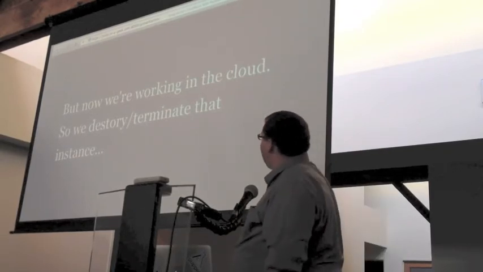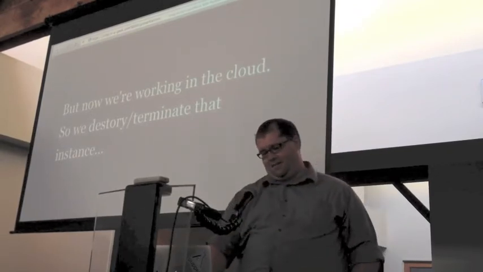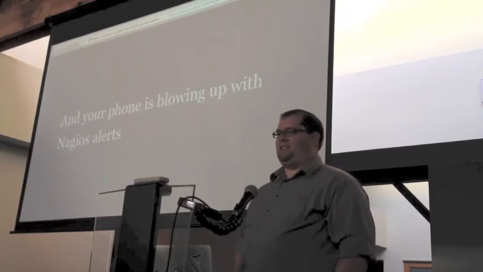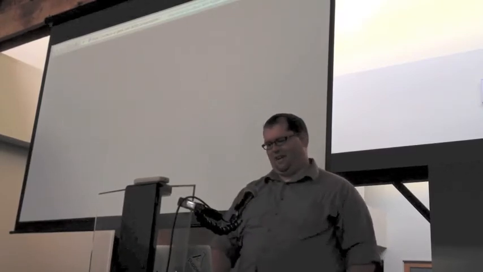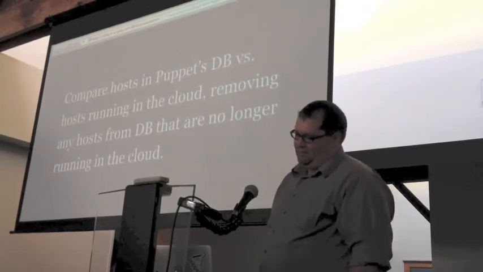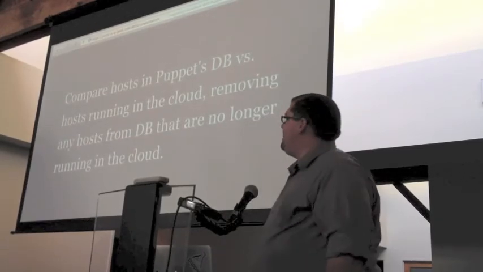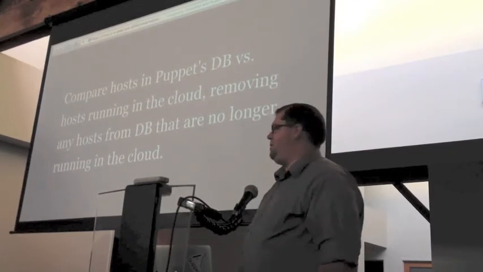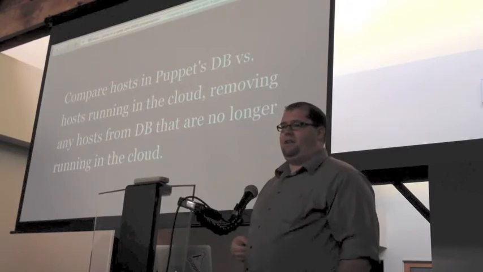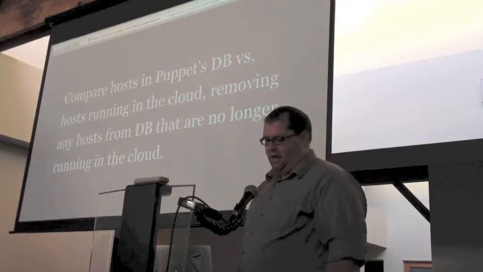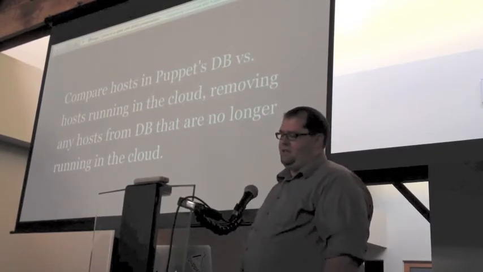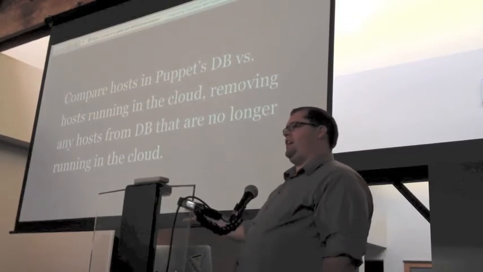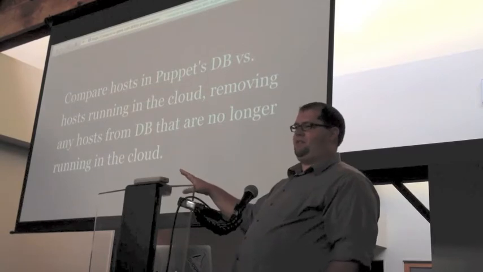But now we're running in the cloud, and so we kill a box, we kill an instance, and now our phones are blowing up because you killed a box and all the service checks are going off, right? So how do we avoid doing that? So really, what you want to do is remove that node from your monitoring system before the notifications get sent out. So the way I've managed to do this is I have a script that I run on my Puppet Master that talks into my cloud and says, okay, give me your list of instances that are still running.